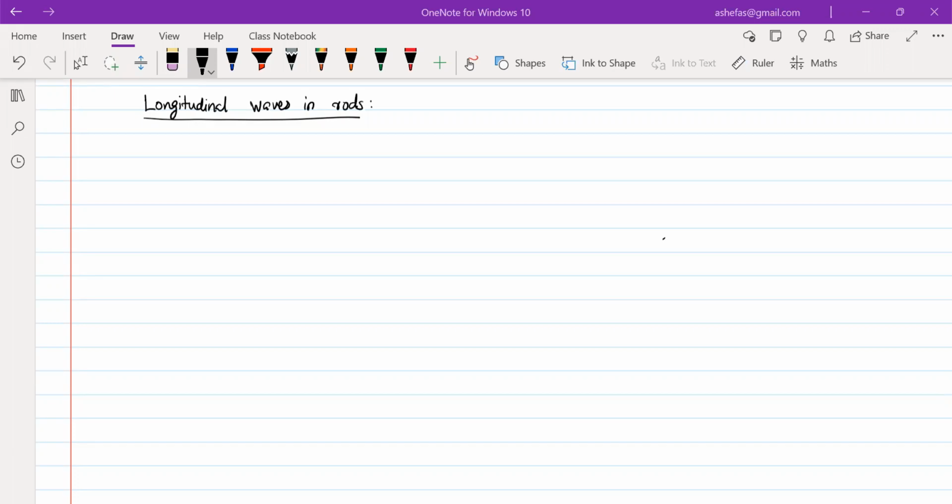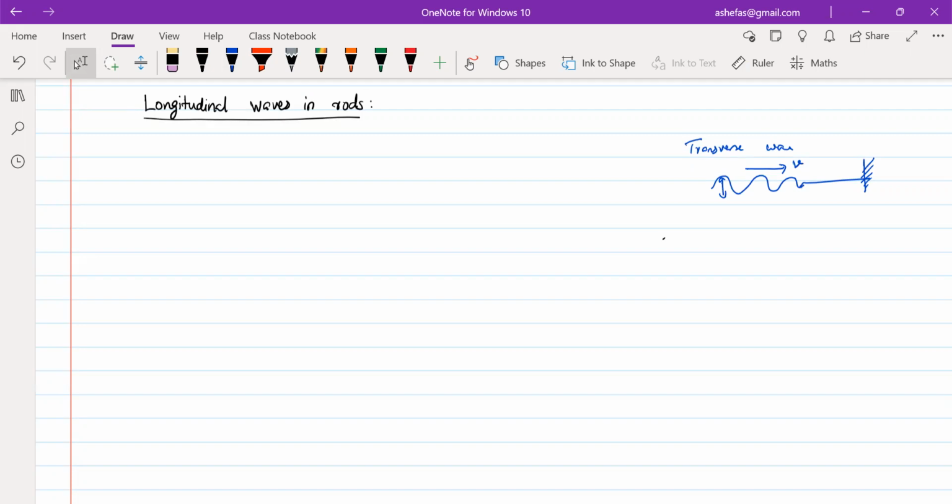The transverse means the propagation of wave and the oscillation are mutually perpendicular. So this transverse nature we have already discussed. So if you consider a stretched string and the oscillation is perpendicular to the propagation, then it is called transverse wave. Then what is longitudinal wave?